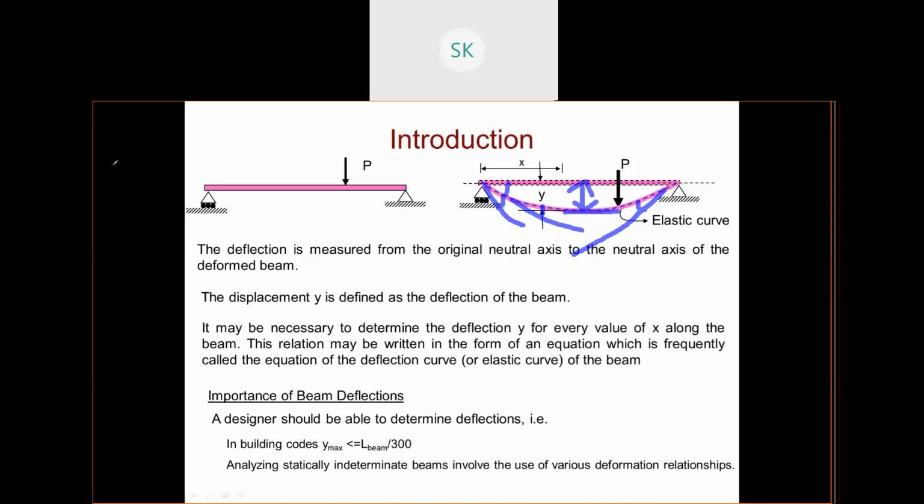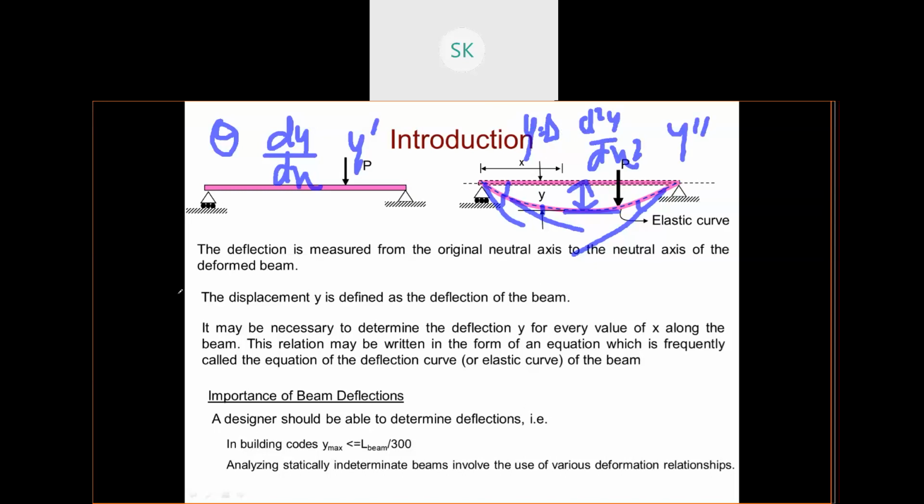So slope is what? It is the angle in radians measured between the tangent to the elastic curve and the original axis of the beam, and it is denoted by your theta, or dy by dx, or you can write it as y dash. And our deflection is generally represented by delta, or y, d square y by dx square, or y double dash.